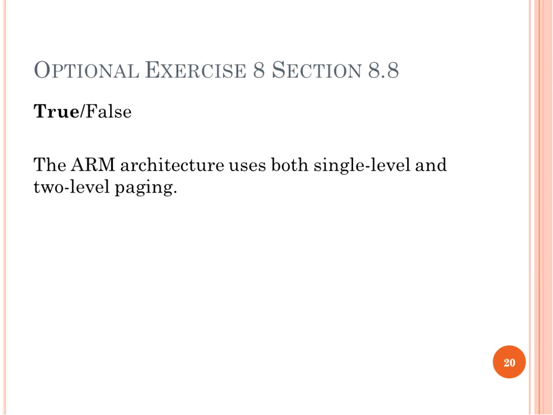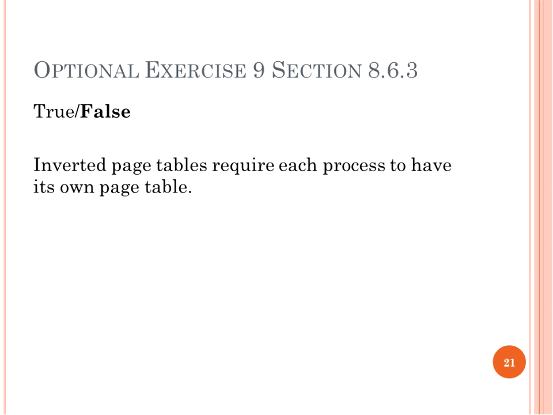And the ARM architecture uses both single-level and two-level paging. There's three-level paging. Again, it's all strategies for how to allocate this group of memory, the memory space that you have. It's a fixed amount. And then how do you allocate it for the variety of sizes needed by different processes?